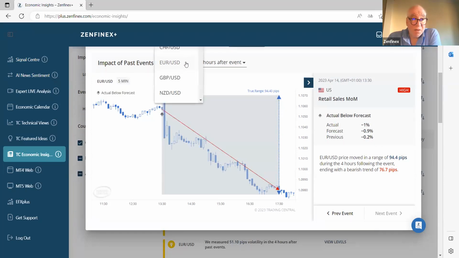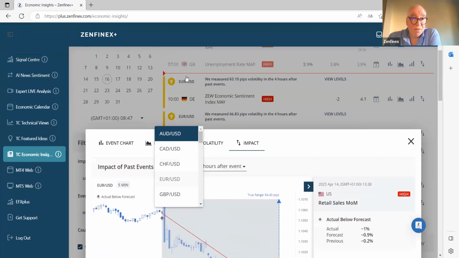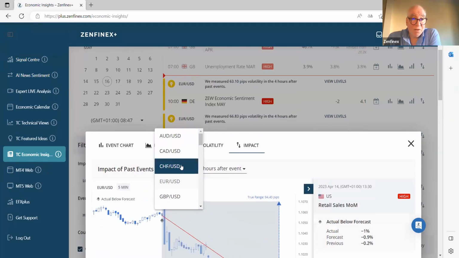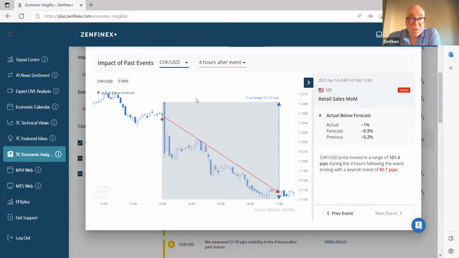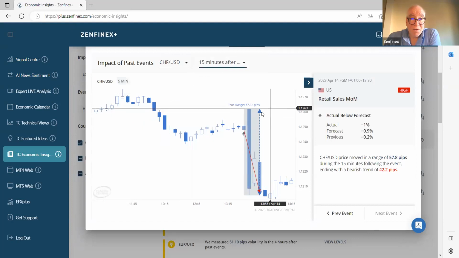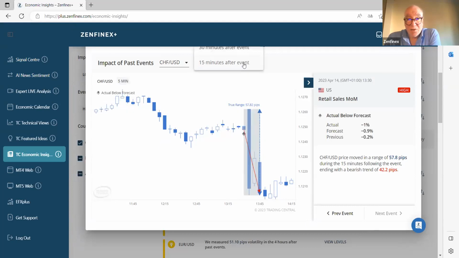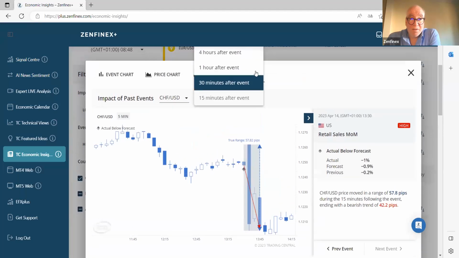I wonder if I can make it relevant to Mr. McDonald. Let's put it on the USD Swiss. So the impact on the Swissy was obviously straight afterwards. If I go to a 15-minute after the news event, you can see a lot of volatility was created, 57 odd pips, and you can see that the actual was worse than the forecast, which made this particular currency fall in the next 15 minutes.